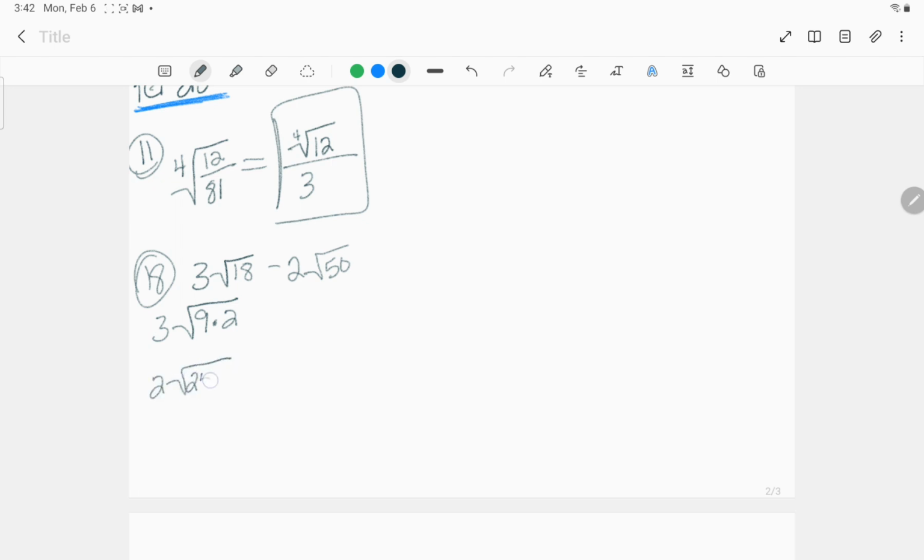And then factors of 50 that give me a perfect square is 25 and 2. So this is going to end up being 3 times 3 times the square root of 2. Where did I get that 3 from? Square root of 9. And then I'm going to have 2 times 5 times the square root of 2. Where did I get that 5 from? Square root of 25. So I'm going to plug these back into the place that they're supposed to be.